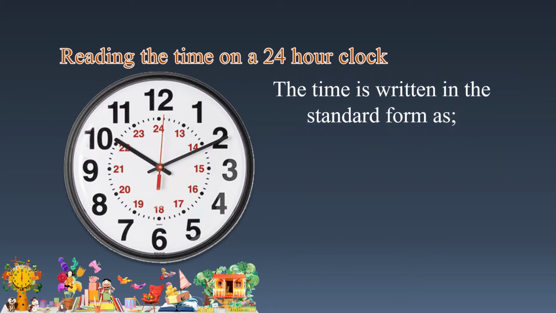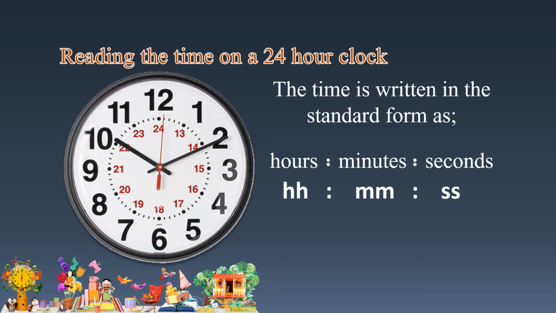In a 24-hour clock, the time is written in the standard form as hours, minutes, then seconds. In between hours and minutes, you have to put a colon. In between minutes and seconds also, you have to put a colon. Always, hours should be written in 2 digits. Minutes also should be written in 2 digits, and seconds also should be written in 2 digits.